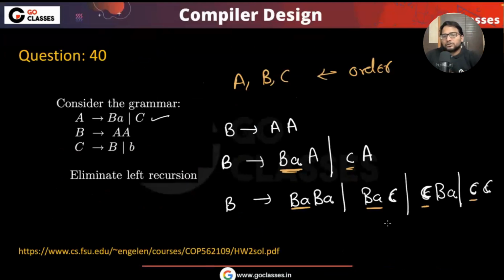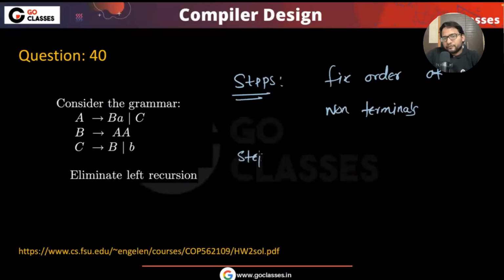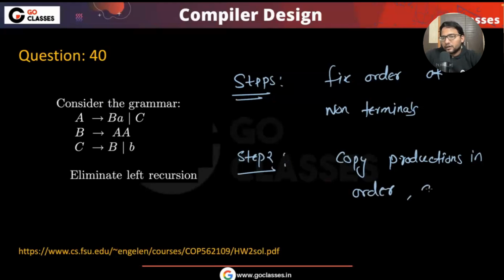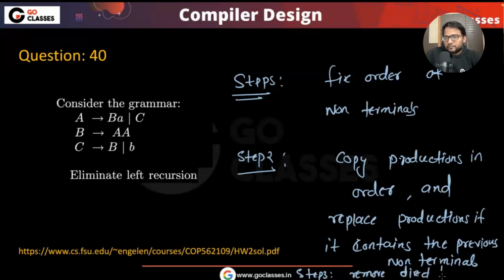That you first need to fix the order. So what are the steps? Fix the order of non-terminals, and then copy productions in order, and replace productions if they contain the previous non-terminal, and then remove direct left recursion. Okay.